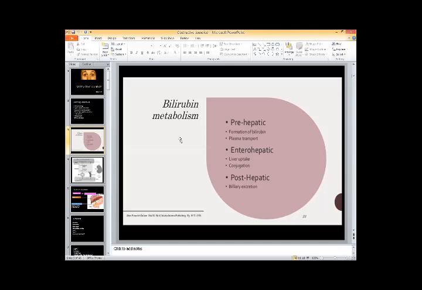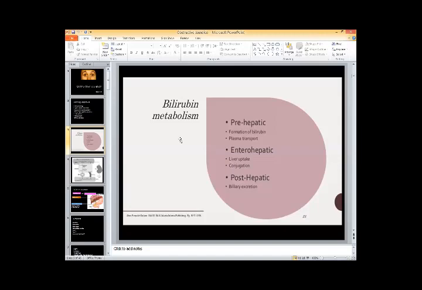In the liver, the main metabolism of bilirubin occurs, and this is actually what the liver does. The liver takes up the bilirubin from the blood, and then it conjugates this bilirubin to glucuronic acid. So the conjugation of bilirubin occurs in the liver. This is the second stage of bilirubin metabolism, called the hepatic phase.